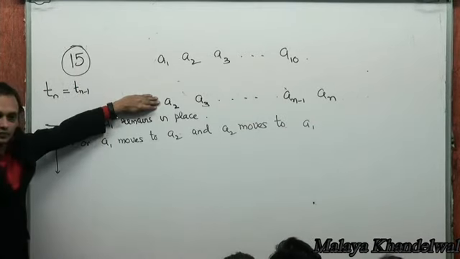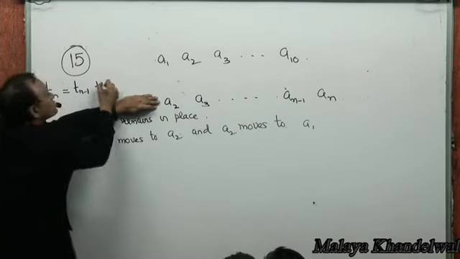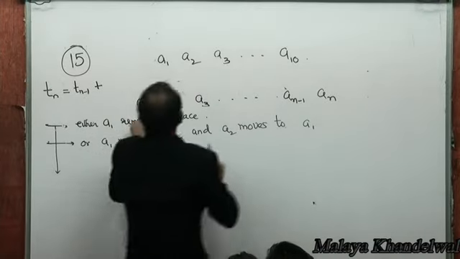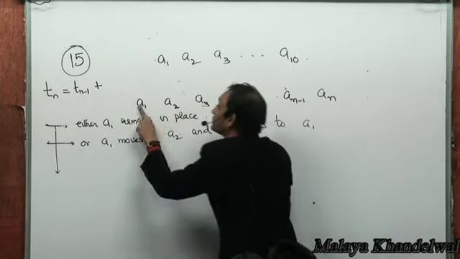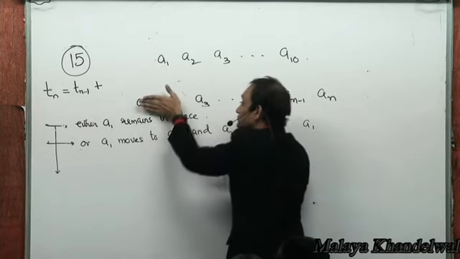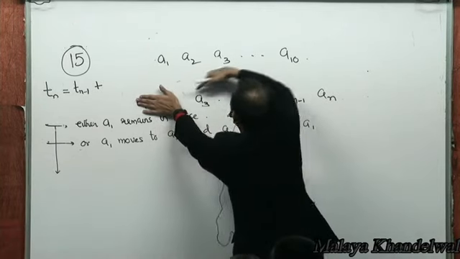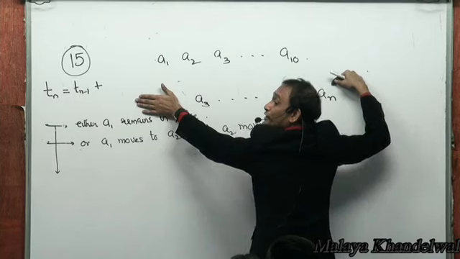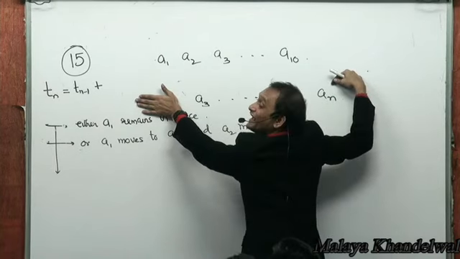Yes or no? The rest of the count is where A1 moves to A2 and A2 moves to A1. They swap their positions. The remaining n minus 2 people can be rearranged with the given rule in Tn minus 2 ways.